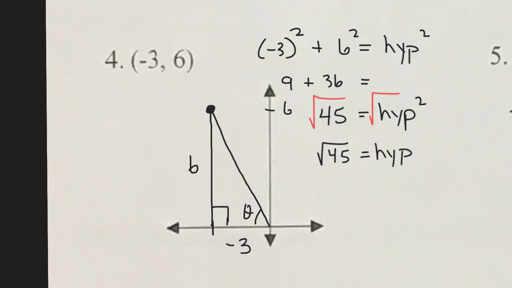Now that's not a perfect square, right? 49 is a perfect square, so 45 is not. But can we reduce this? Okay, and the answer is yes. 45 is 9 times 5, right? So if I split 45 into the square root of 9 times the square root of 5, that simplifies to 3 times the square root of 5.